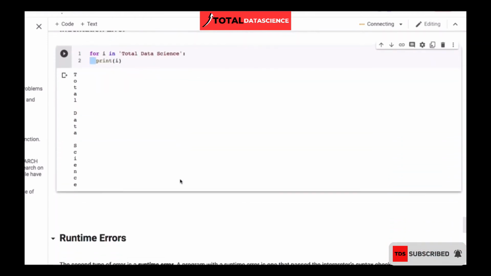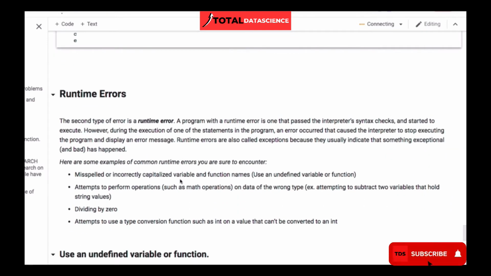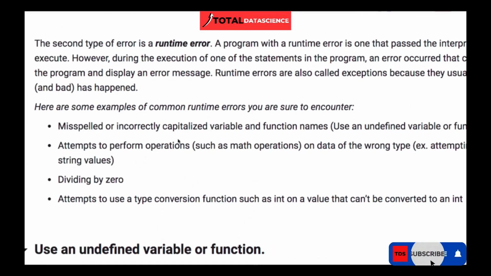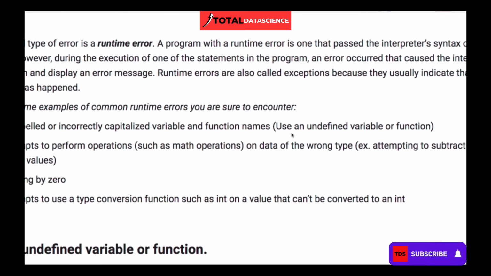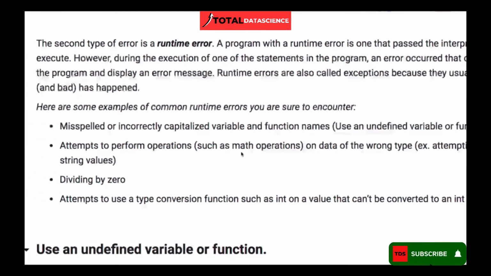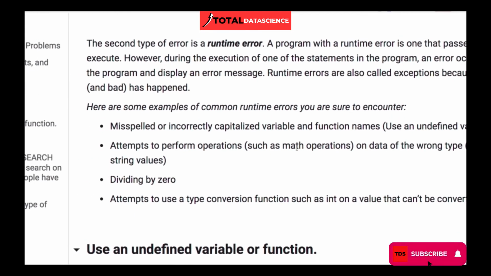However, during the execution of the program, you can still run into an error. And that is possible because of several reasons. So for instance, you can misspell or incorrectly capitalize a variable, that is, you can use a variable that is not defined. Or attempt to perform some operations on wrong data types, and that one too is going to give you an error.